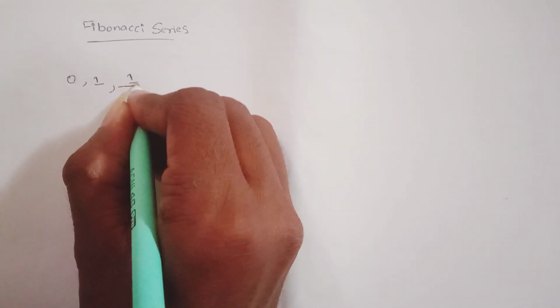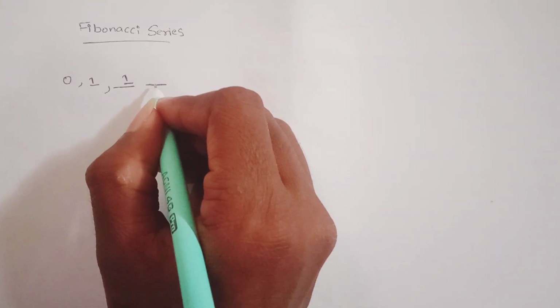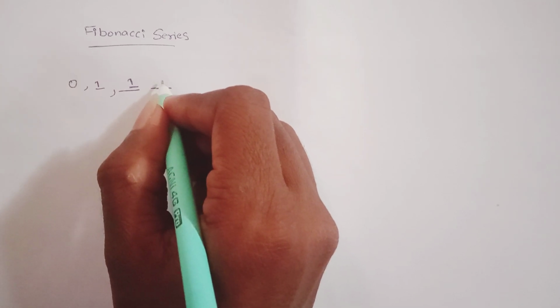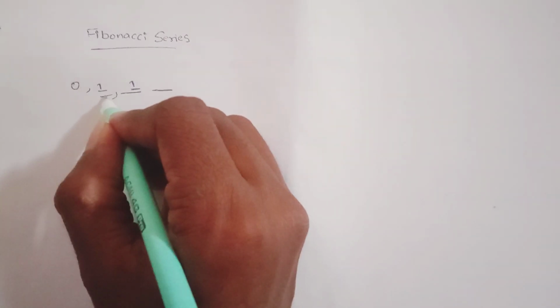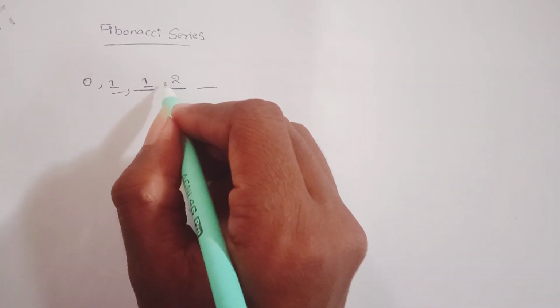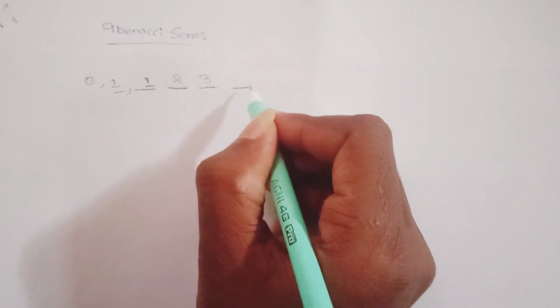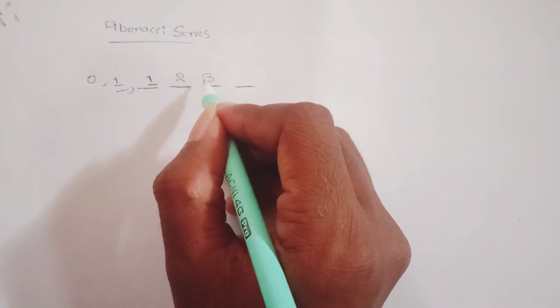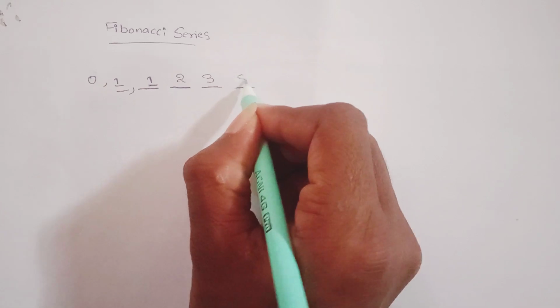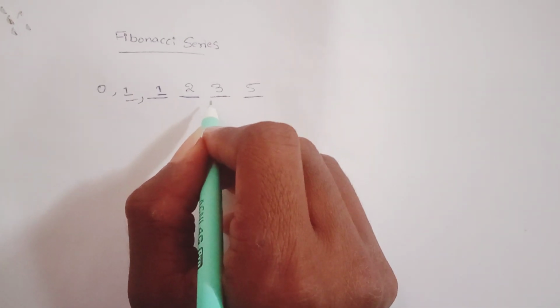So the next term is 1, and if you want to write the next term, here also the next term is the sum of the previous two numbers, that is 1 plus 1, which is 2, and similarly the next term is the sum of the previous two terms, that is 1 plus 2, which is 3, and similarly the next term is the sum of the previous two numbers, that is 2 plus 3, which is 5, and so on. So this is how we need to represent a Fibonacci series.